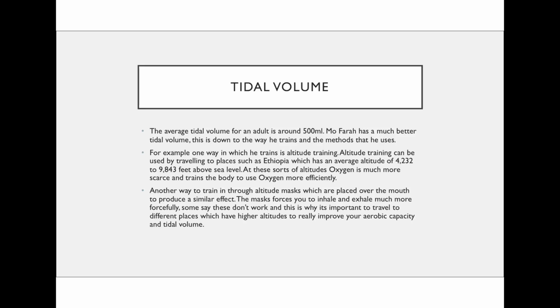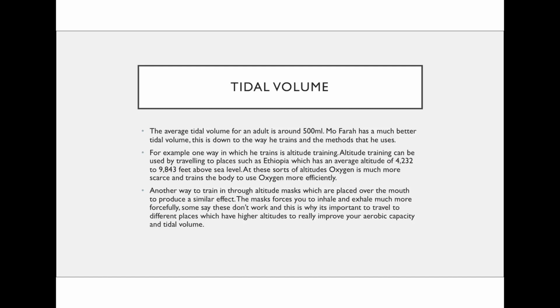Altitude training can be done by travelling to places such as Ethiopia, which has an average altitude of 4,232 to 9,843 feet above sea level. At these sorts of altitudes, oxygen is much more scarce and trains the body to use oxygen more efficiently. Another way to train at altitude is altitude masks, which are placed over the mouth to produce a similar effect. The mask forces you to inhale and exhale much more forcefully.